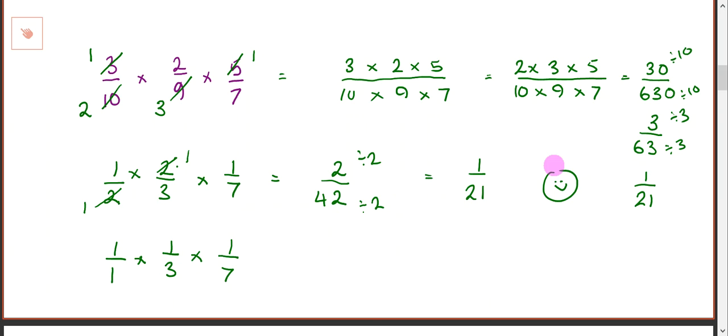So either way, we can end up at the same answer, so it doesn't matter whether you simplify first, whether you simplify all the way first, or whether you simplify right at the end. It doesn't matter as long as you get to the right answer. But does that help you with what we need to do?